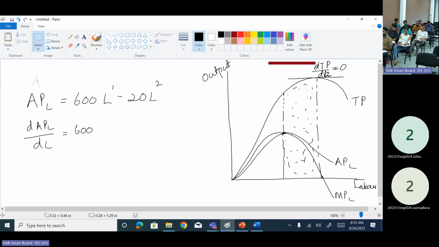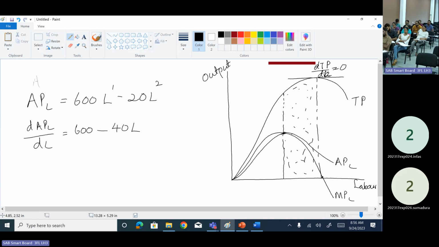L to the power 1 minus 1 becomes 0, so it's 600 minus 2 into 20, which is 40L, since 2 minus 1 means L to the power 1. So this is the first differentiation.